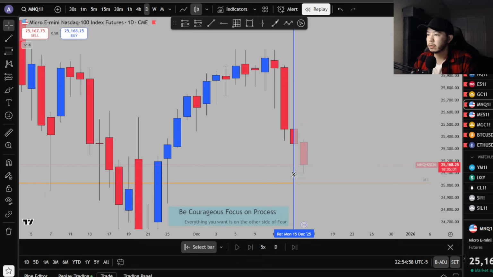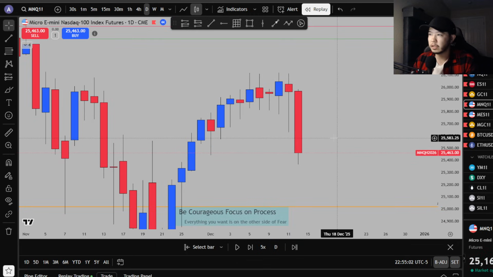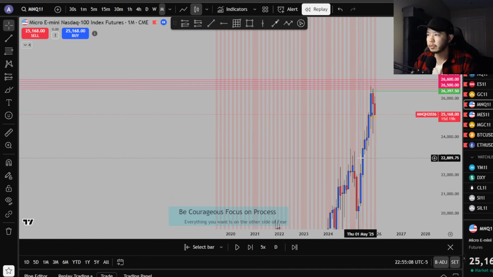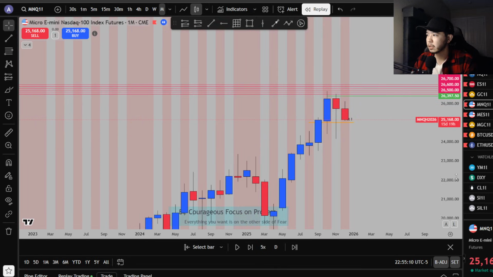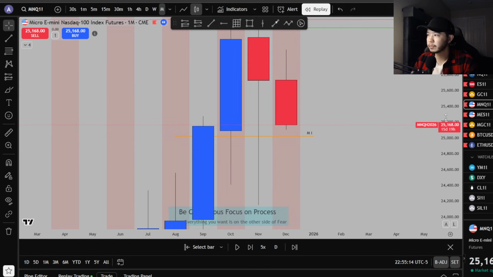So let's see, start anew. Let's start here. This is what I usually look at. Let's go to monthly from the higher time frame perspective. Let me just zoom in. There we go, you should be able to see that better.